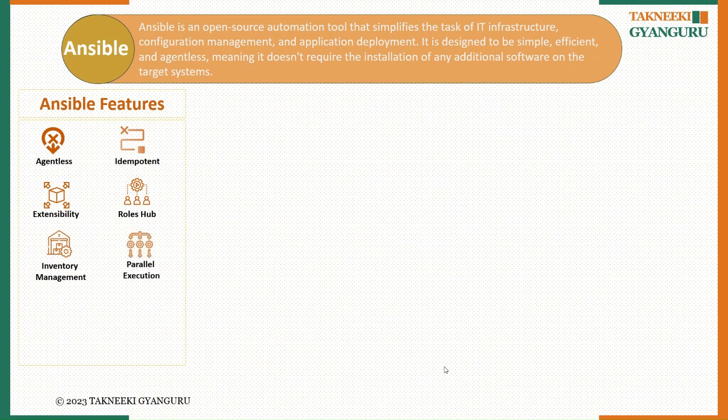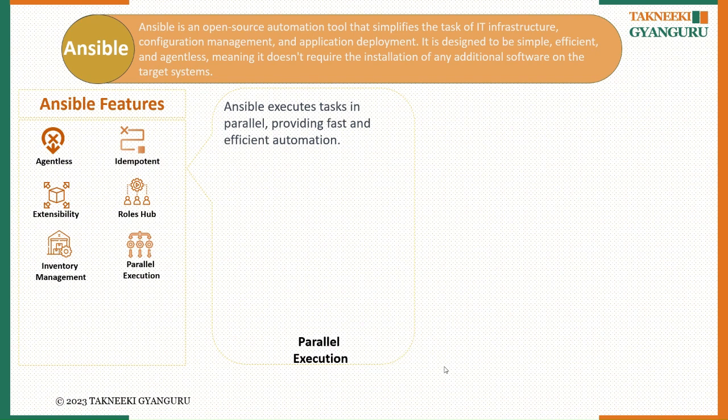Next one is parallel execution. Parallel execution basically means you can execute tasks in parallel. Inside the playbook you have multiple small tasks, and these tasks will execute in parallel. It will not execute one by one. If you execute one by one, then it will take a lot of time and it's not that fast. But in Ansible it is parallel execution, which means it will be faster and more efficient.